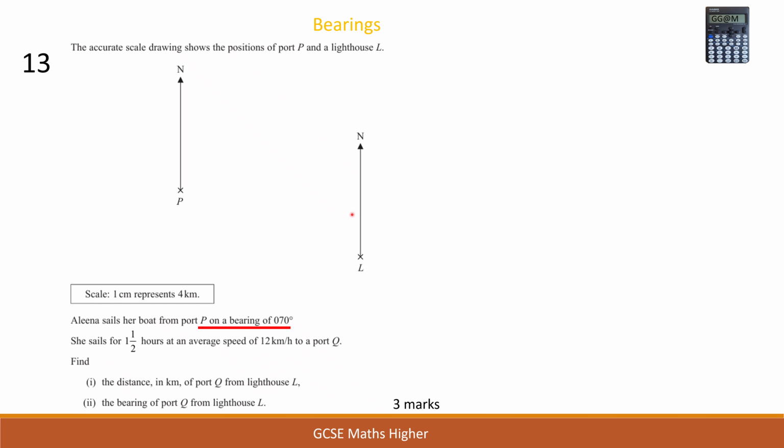Now remember, a bearing has to be 3 digits. So if there's only 2 numbers, so for example 20, you have to put a 0 in front to make it a bearing. So 3 digits for your bearing, always measuring from north and going clockwise.